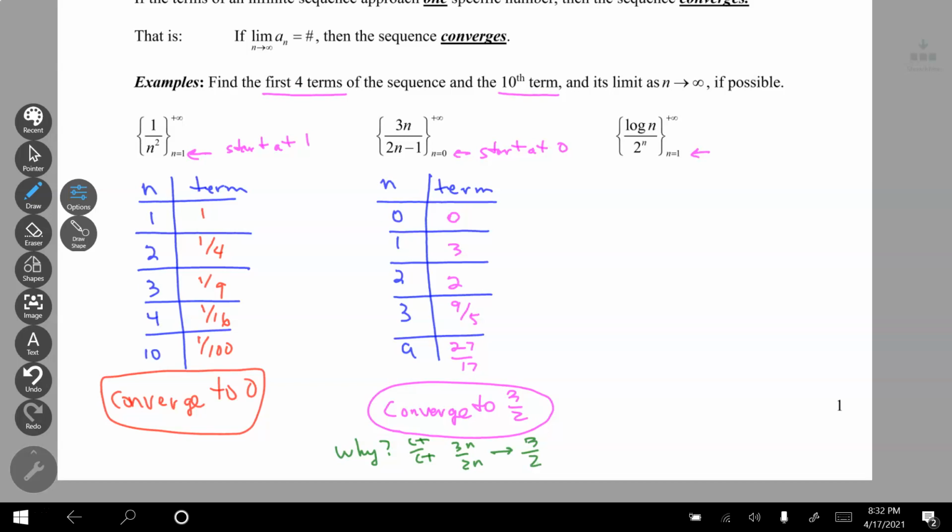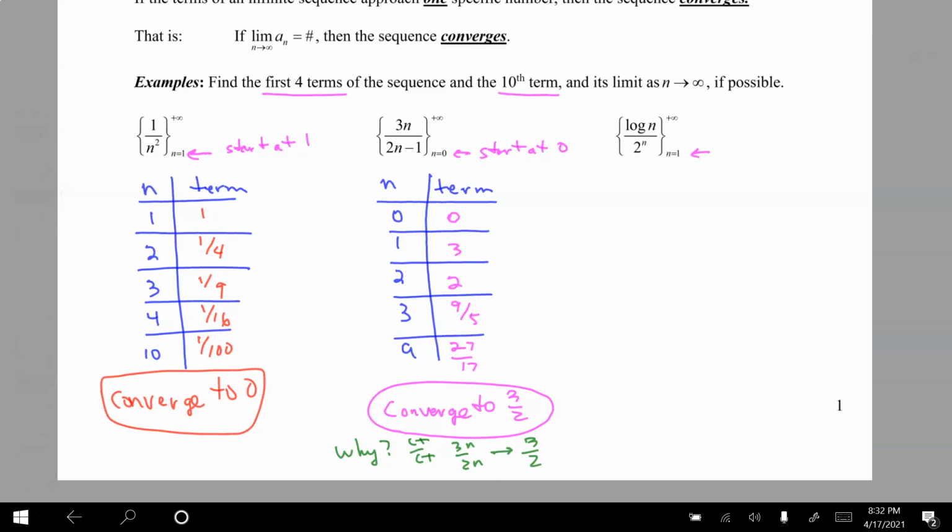So if I would graph this as a function, it would have a horizontal asymptote at 3 over 2, which means the n levels off. And that's what we're looking for. That's what a limit really is. Our converging limit is that the ends level off, in this case at positive infinity.